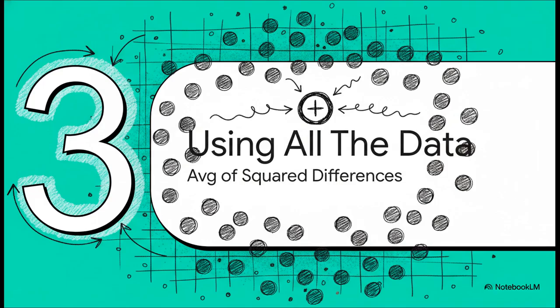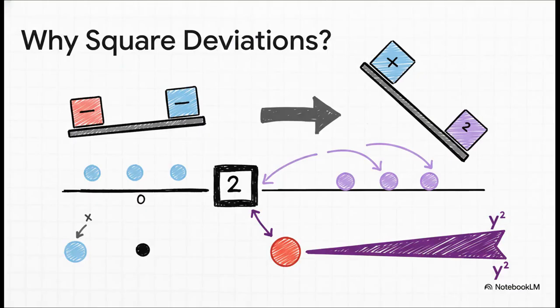All right, time to move on to our third tool, and this one's a powerhouse: variance. See, unlike the range or the IQR, which only look at a few specific points, variance takes every single data point into account. It gives us a much more complete picture of the spread. So how does it work? Well, it calculates the average of these squared differences from the mean for every single point. But why square them? Good question.